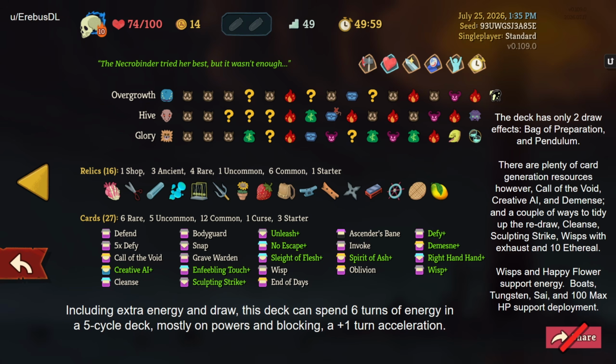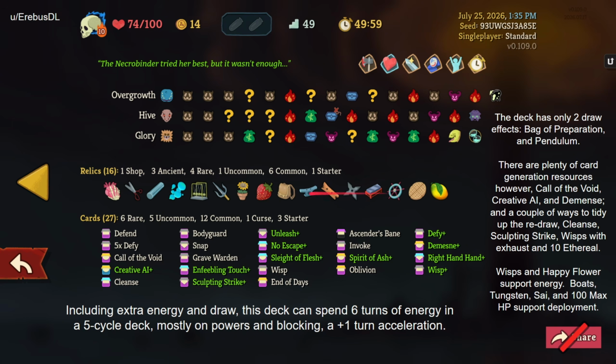And they also have a level of inevitability here as well, right? Call of the Void, Creative AI are going to create more powers. Creative AI will be creating more Dance Macabre, more Spirit of Ash, more Shroud, effects that can add block to card plays in other ways.